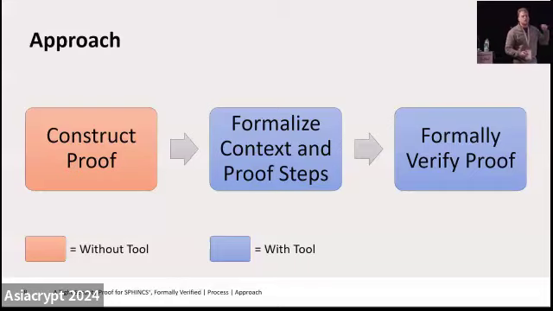Then the second step is to formalize the context and the proof steps in the tool. And here you can think of things like parameters of the scheme itself, adversary classes, reduction adversaries. And this is also the main thing that in the end needs to be manually verified as well. Yeah, and then the final step is to actually formally verify the proof. So this is actually essentially using the tool to verify and validate that your proof steps that you formalized in the second step are actually correct and valid.